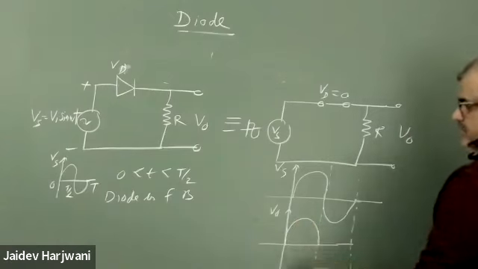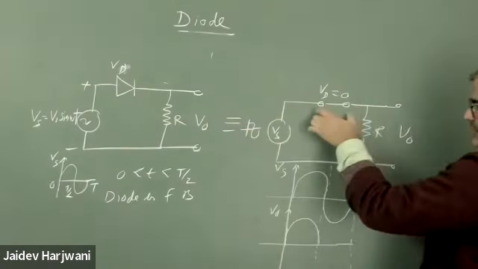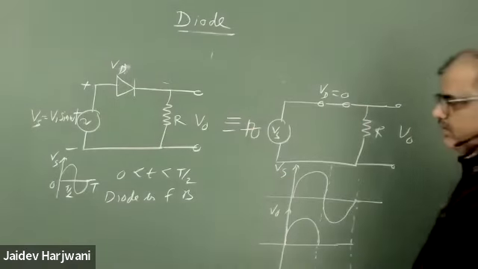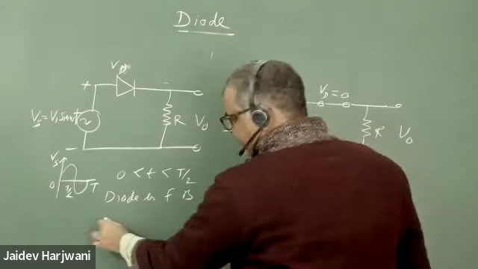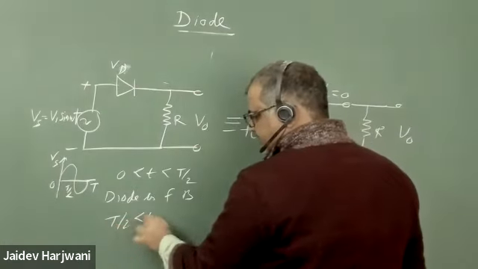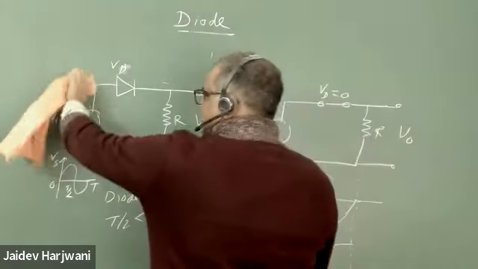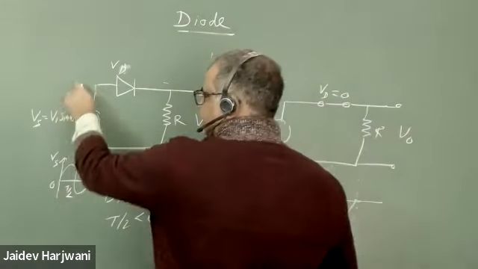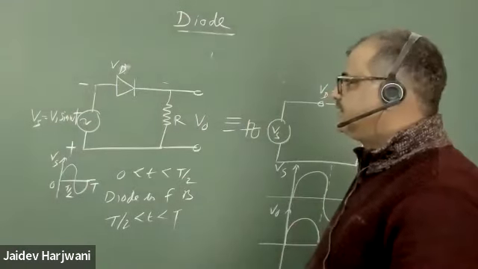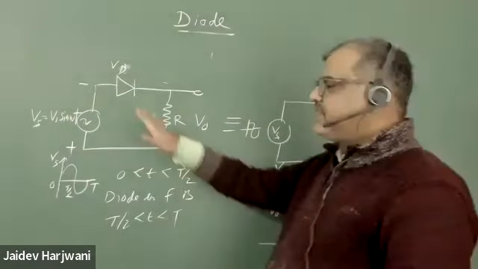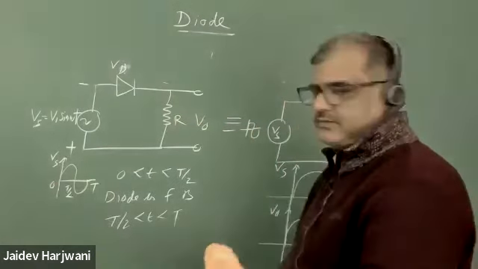Whatever voltage I apply in the positive cycle will come here because the drop here is 0. Now what will happen in the negative cycle? If I go from T by 2 to T, this terminal will be minus and this terminal will be plus. So is the diode forward bias or reverse bias? Reverse bias.